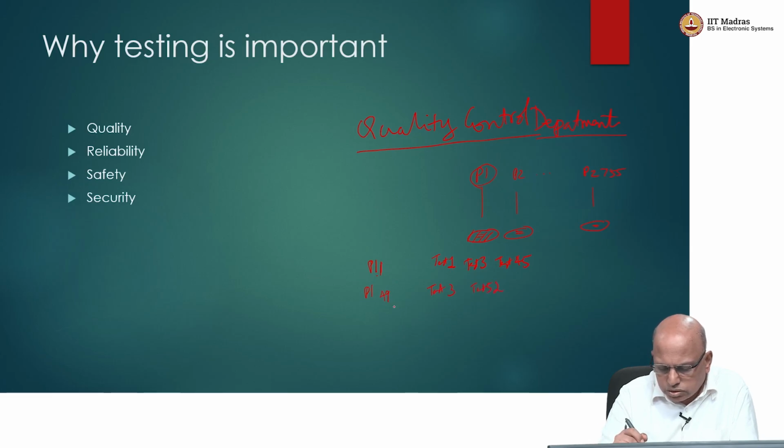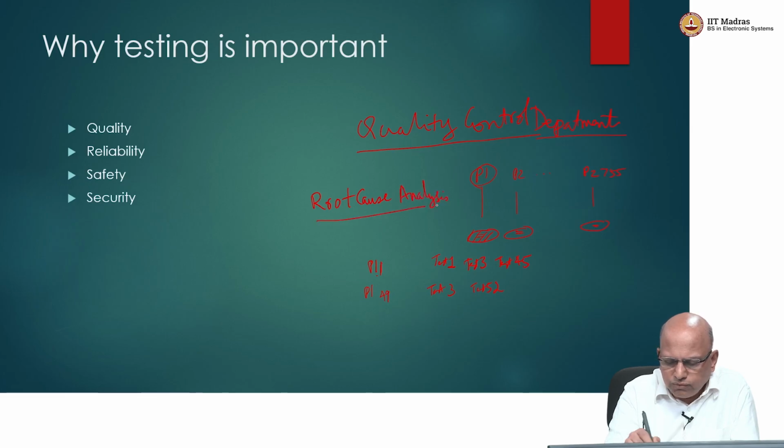So, this kind of information will be received by the quality control department about all the products that they make and all the individual devices that failed. And they have to analyze this information and try to understand what could be the root cause. We use the word root cause analysis.